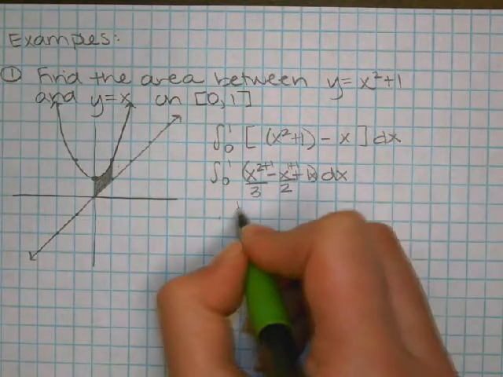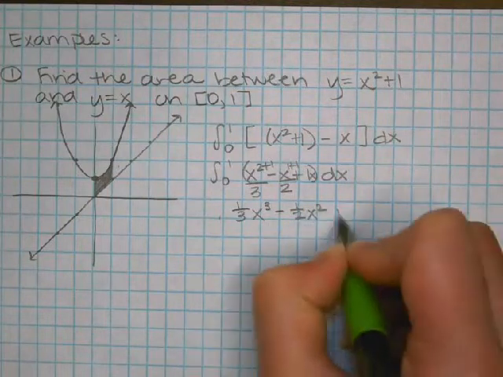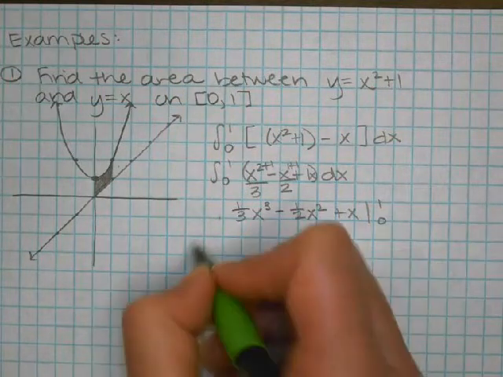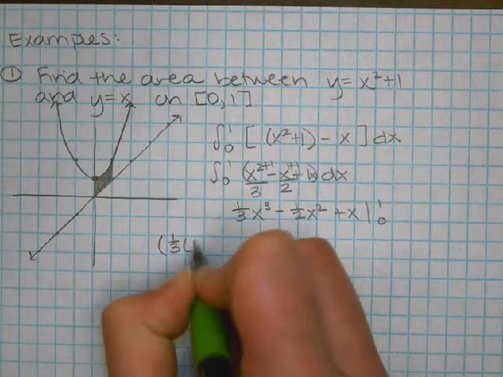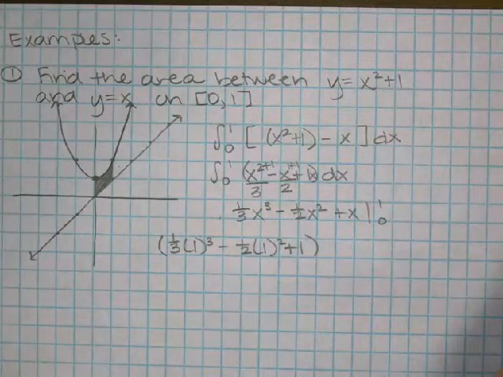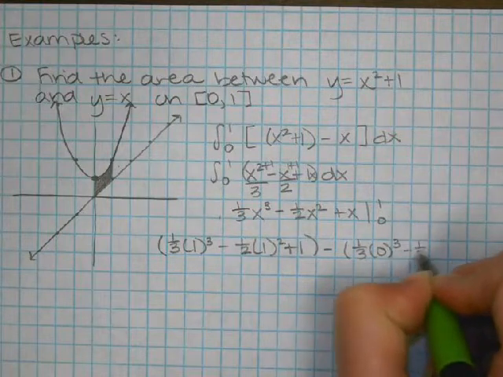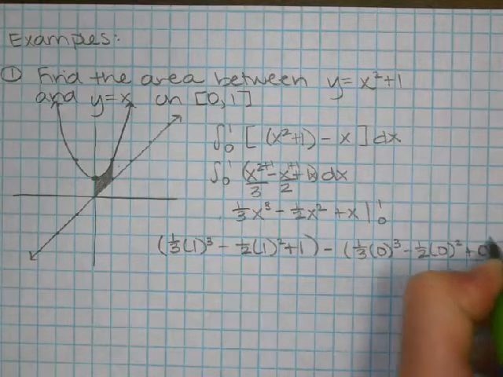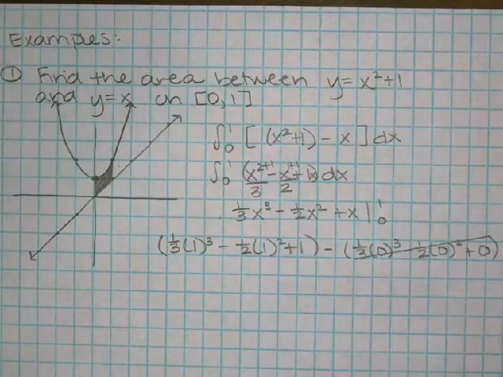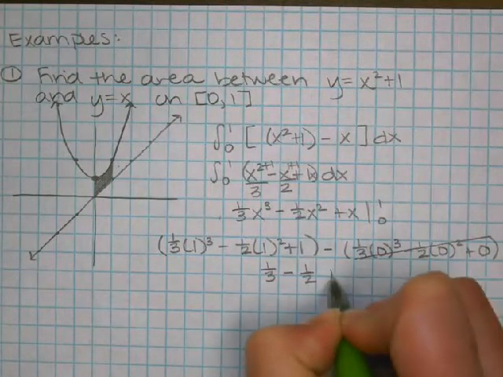So that's 1/3 x to the third minus 1/2 x squared plus x, and that's evaluated from 0 to 1. So I have 1/3 times 1 to the third minus 1/2 times 1 squared plus 1. And I'm subtracting off 1/3 times 0 to the third minus 1/2 times 0 squared plus 0. And so I know that this part right here is just nothing. And then for this part, I have 1/3 minus 1/2 plus 1.